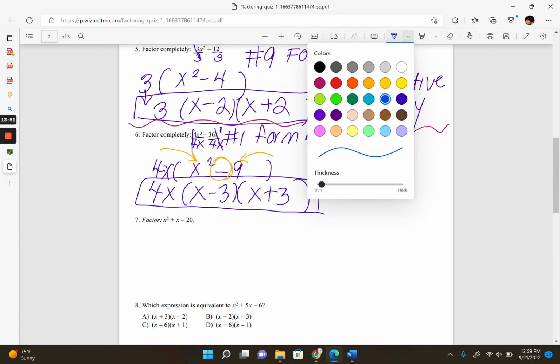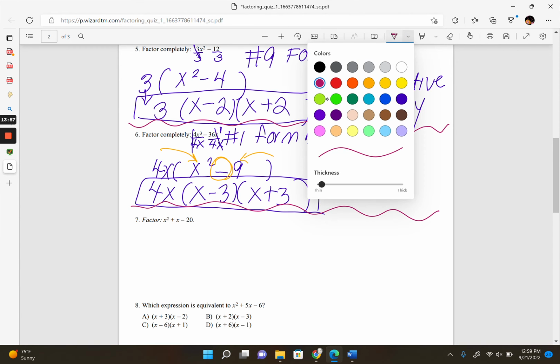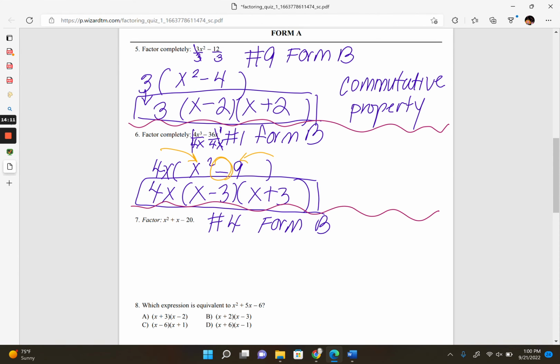All right, so next one, here we go. We're getting there, moving right along. So now this is number 7 on Form A, which refers to number 4 on Form B. So we're going to factor this. You look for the GCF. Do they all have something in common? They don't. So you say, is it the difference of 2 perfect squares? That means it has to be a binomial, which is 2 terms. It's not a binomial, it's a trinomial, with a coefficient of 1.